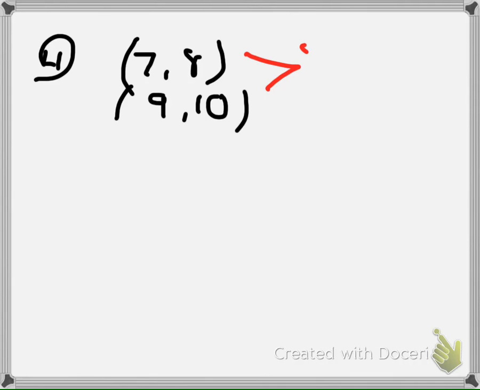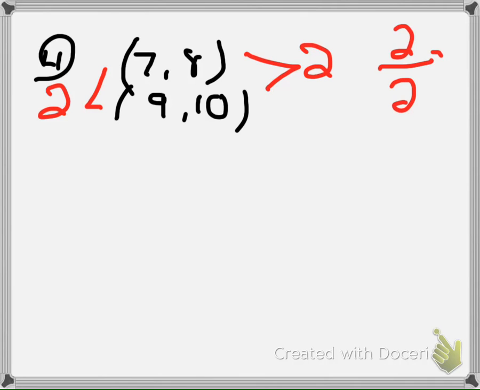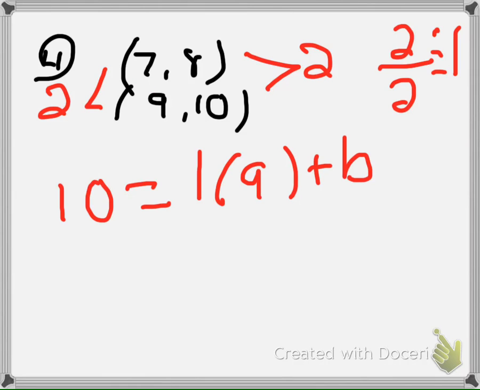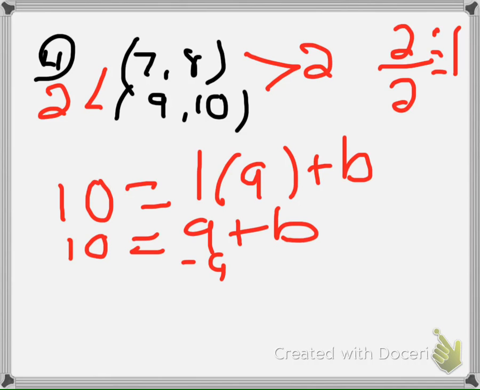Change in y, 2. Change in x, 2. Change in y over change in x. In simplest form, 2 divided by 2 is 1. Okay, I take my y and I put it in the y equals spot. I take my m and I put it in the m spot. I need the x that goes with that y, 9, plus b. 1 times 9 is 9, so we have 10 equals 9 plus b. Subtract 9, subtract 9. We now have b equals 1.